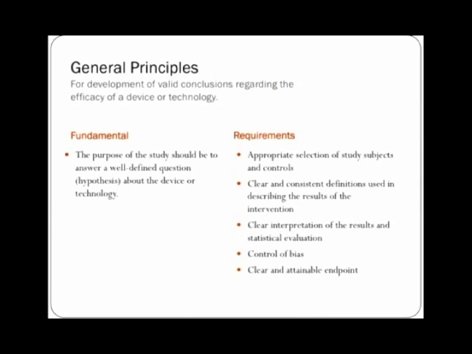And the general principles of this evaluation for the development of valid conclusions regarding the efficacy of a device or technology, there are fundamental principles and certain requirements. The purpose of the study should be to answer a well-defined question or a hypothesis about a device or a technology. So you have to make sure that when you're reviewing an article about it, they really are very definite and they've characterized what they're trying to do. It's required that you have an appropriate selection of subjects and controls and clear and consistent definitions used in describing the results of the intervention. Clear interpretation of the results and statistical evaluation, and that bias has to be controlled, and that there are clear and attainable endpoints. These all seem fairly simple, but frequently these are violated and these requirements aren't present.